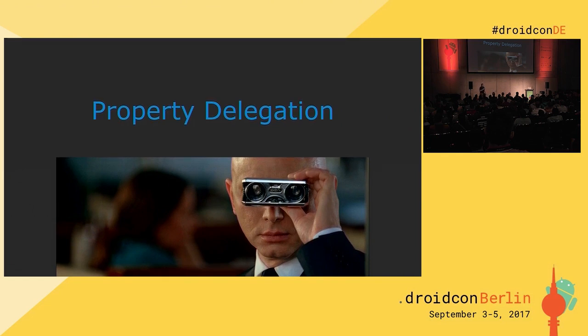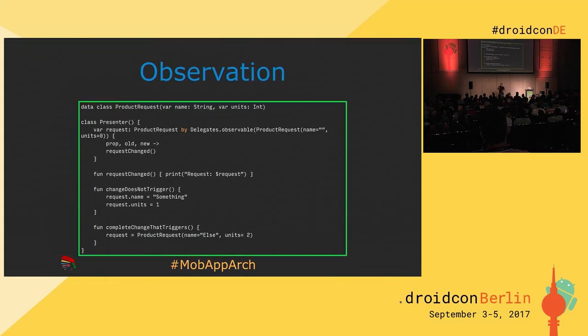Property delegation. That is a very cool feature of Kotlin. Really powerful. Probably you have heard some examples like this one. And here, what I'm doing is I have a presenter and I have a request, something that is going to hold the data while it is being changed in the user interface. And then when I have the data ready, I will put it into a use case and run the use case, okay? This request is the data class that I showed you up there in the first line, okay? In this case, it's very simple. It has a name and the number of units for a product. Very simple use case, okay?